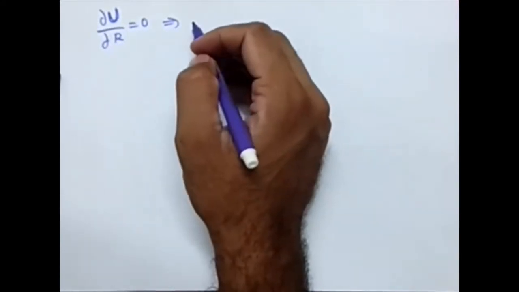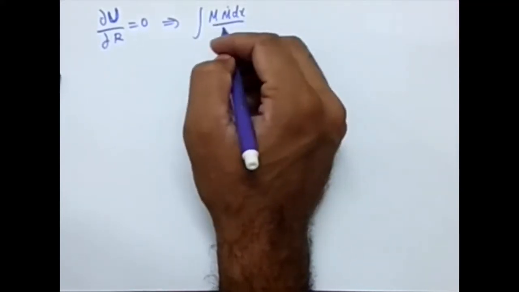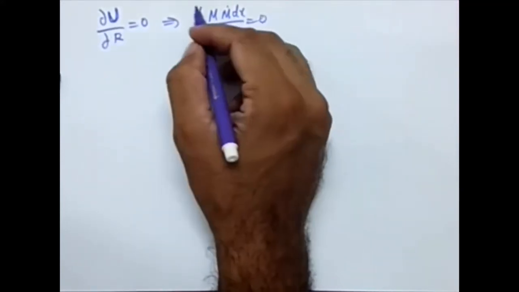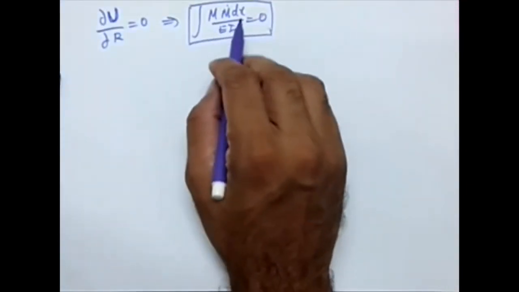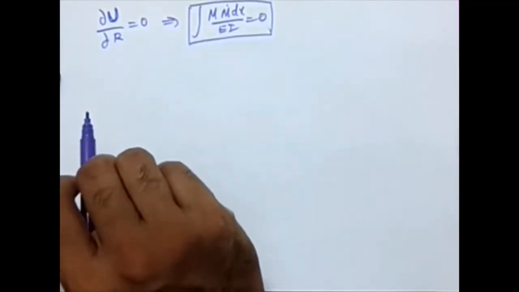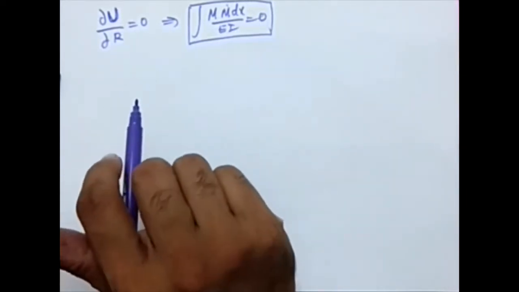We have reconstructed this equation in the form of ∫M·m dx/EI equal to 0 for the convenience of calculation. If you are having any confusion regarding how we arrived from this to this, just refer back to the previous videos. You are going to find the detailed explanation of this reconstruction. Now we are in the last two problems.